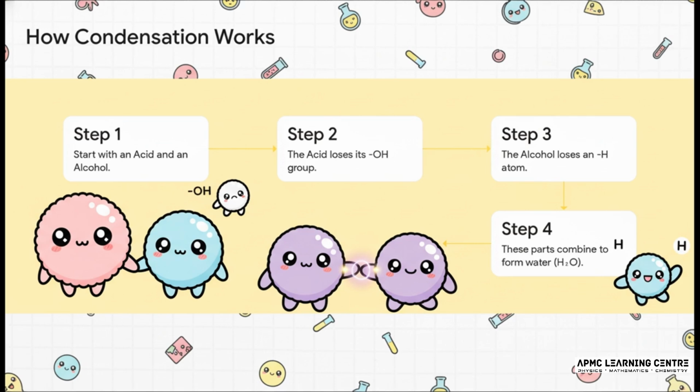It might sound fancy, but I promise it's straightforward. You start with 2 things, a carboxylic acid and an alcohol. Think of it like building with Legos. The acid piece gives up its little OH part. The alcohol piece gives up just the H from its OH part. What do you get when you put OH and H together? H2O, water. So a water molecule pops out, and the 2 big pieces that are left over, they snap together to make the ester. It's like a molecular team-up.